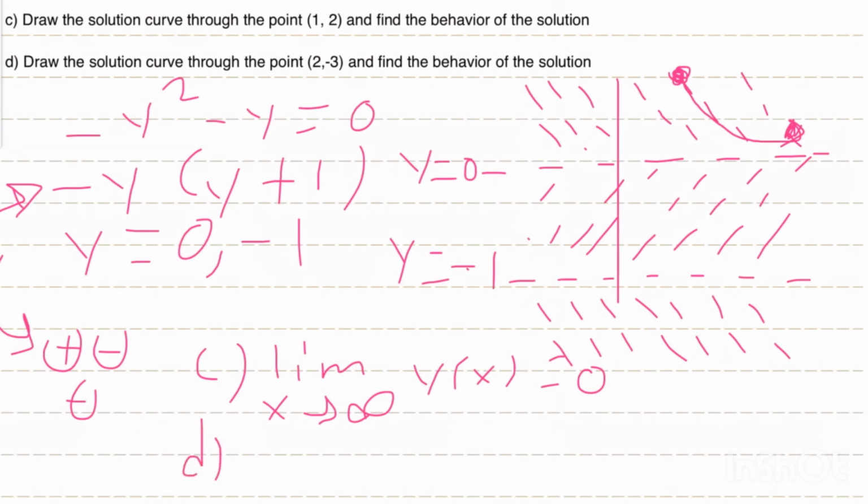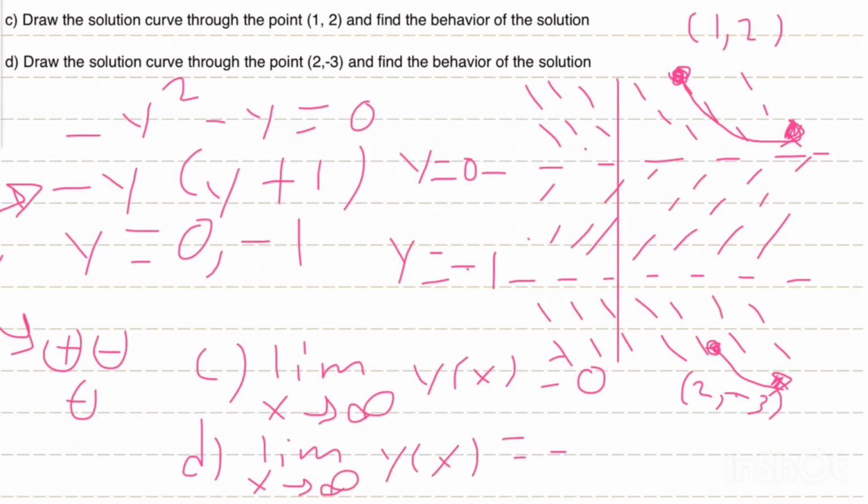And for D, draw it through the point (2, -3). So 2 would be on the right side of the graph, and negative 3 would be below negative 1. So it would be around here. And this just goes on to negative infinity. Oh, it's also important to label the point. So (2, -3), and over here was (1, 2). So to describe the behavior of the solution, the limit of y of x as x approaches infinity would be negative infinity. Because as x increases, all of these points are just going to go to negative infinity.